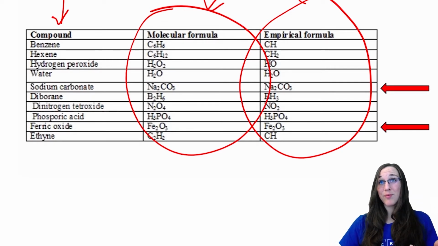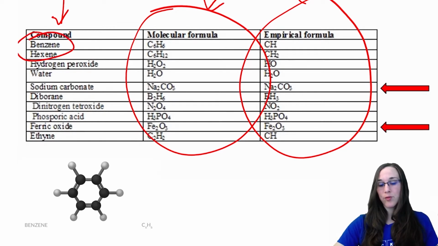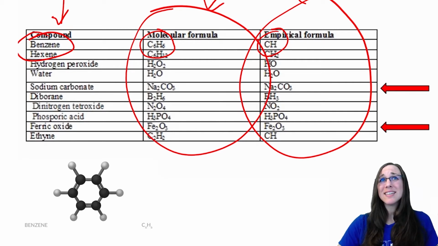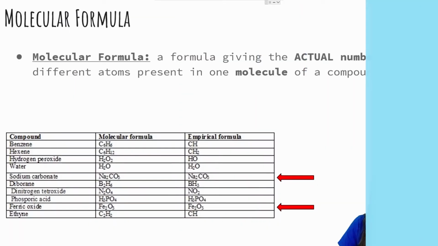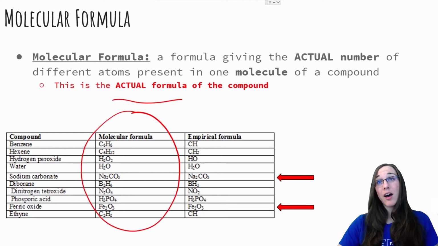So for example, if we look across that first row for benzene, we can see that its molecular formula is C6H6, but its empirical formula is CH. So CH doesn't tell us what the actual number of atoms are present for the chemical benzene. What actually gives us the real information is the molecular formula, where it says, hey, benzene has 6 carbon atoms and 6 hydrogen atoms. Therefore, the molecular formula is the actual formula of the compound.